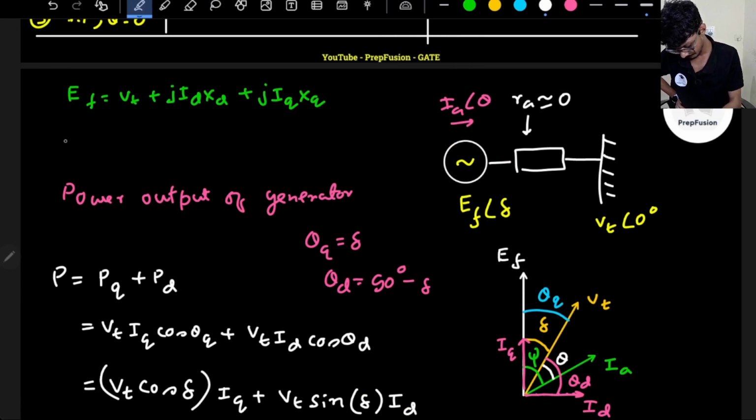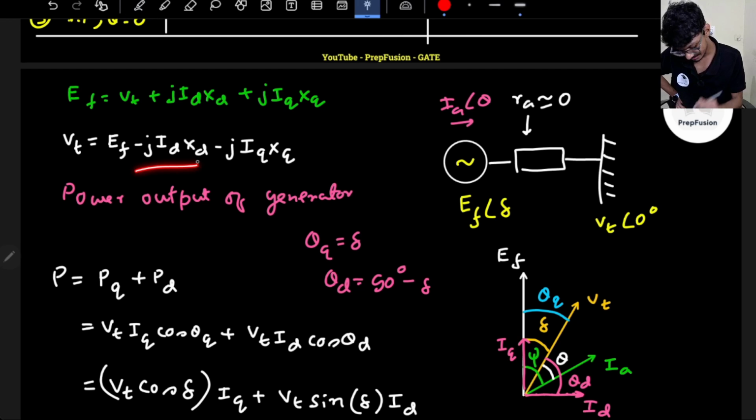This will be EF minus J ID into XD minus J IQ into XQ. Okay, so I have to do minus J ID into XD.